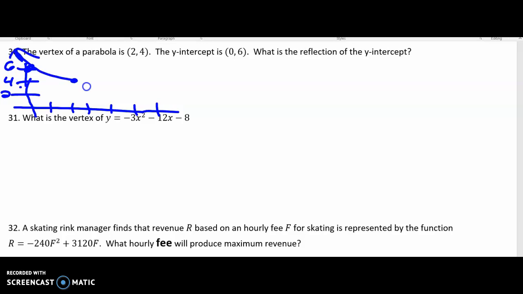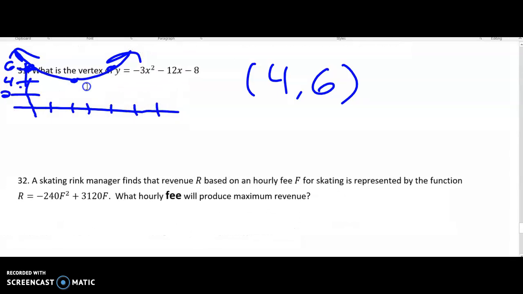So that means my other point needs to be to the right of it. It looks like if I go over 2, I should go up 2. So in this case, I'm going to go over 2 this way, so that puts me at 4. And remember, your y-coordinate should remain the same when you're talking y-intercept reflection points. That one's a tough one, but again, it's just visualize it.